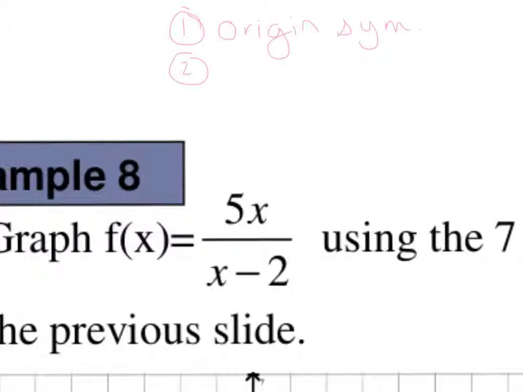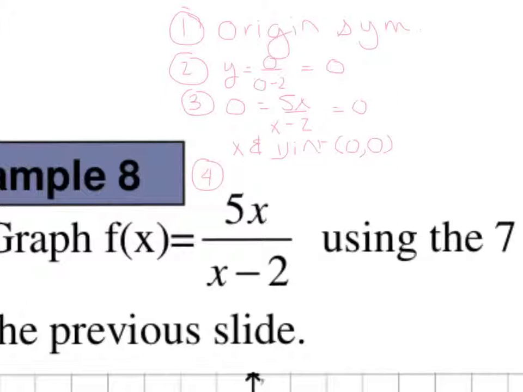The second thing we want to do is find our x and y intercepts. So I'm going to let x equal 0. I'm going to get y equals 0 over 0 minus 2. Your y-intercept is 0. Then the next thing I want to do is find my x-intercept. Let y equal 0. And notice that you're also going to get 0 here. So your x and y intercepts are 0, 0. All right. Now we want to find those asymptotes.